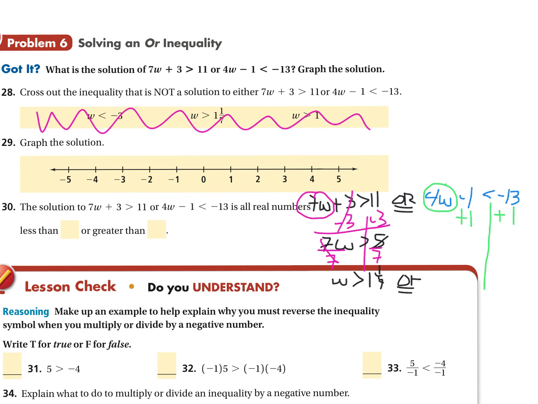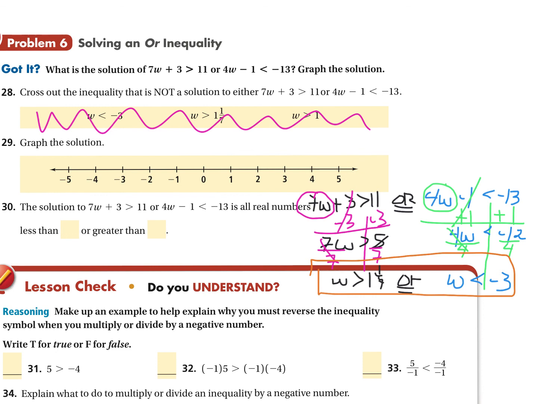Here's the division of my sides. The 1's cancel. And I get 4w is less than negative 12. And then I'm going to divide by 4. Again, I have not divided by a negative, so I don't flip the inequality. And I get w is less than negative 3. So this would be our solution algebraically. That's what that would look like. And then we're going to graph this.